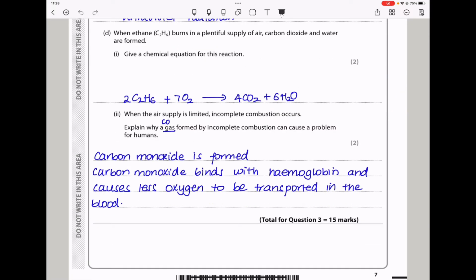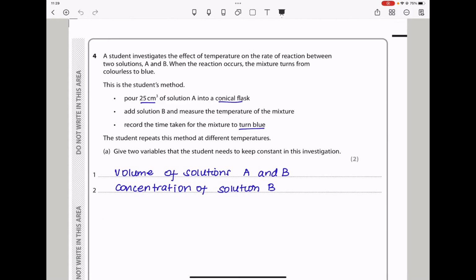When the air supplied is limited, incomplete combustion occurs. Explain why a gas formed by incomplete combustion can cause a problem for humans. The gas formed is going to be carbon monoxide. So carbon monoxide will bind to hemoglobin and cause less oxygen to be transported in the blood. So this brings us to the end of question 3. Let's continue to question 4.